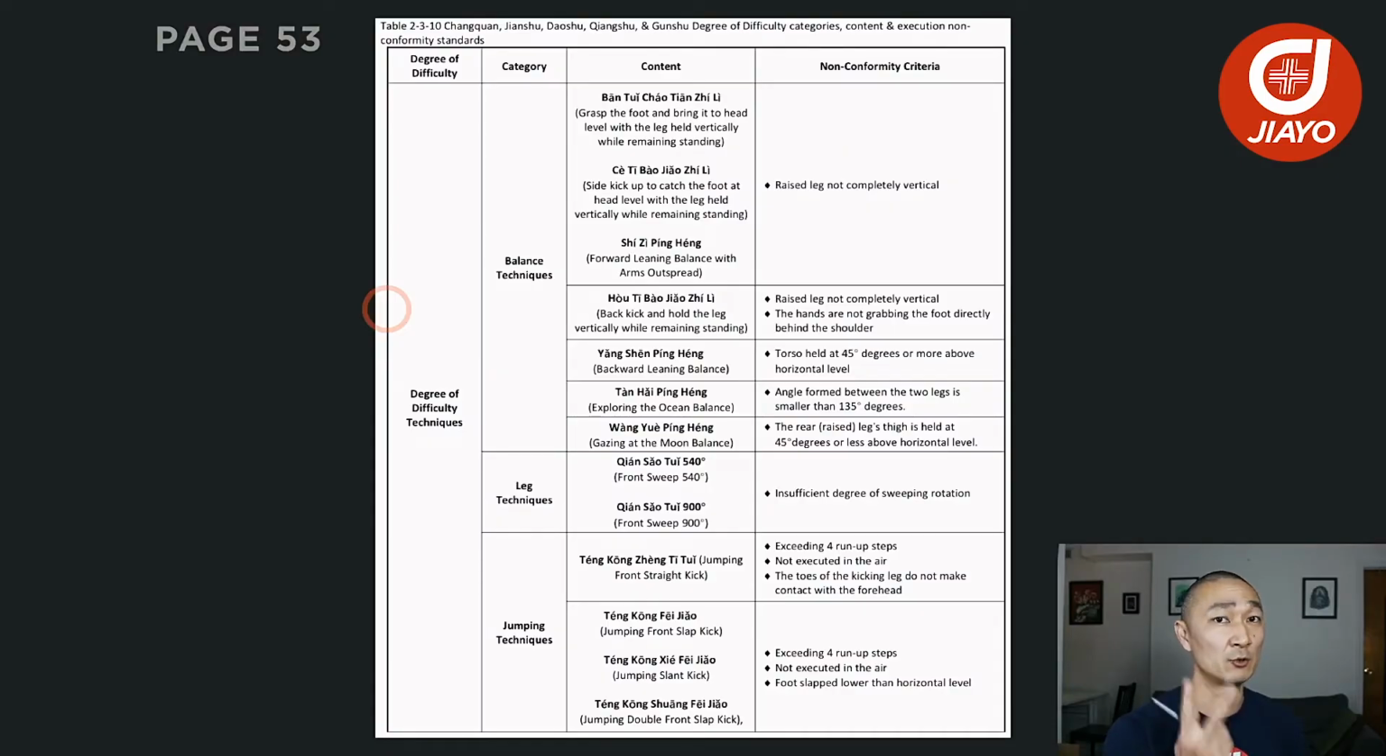You would look in two places. First, you would find the Tenkong Feijiao on the list for degree of difficulty nonconformity standards. In the right column, we see that there are 3 nonconformity criteria. That means if any one of these 3 things happens during the execution of the Tenkong Feijiao, no points will be awarded. If there are more than 4 steps running into the jump kick, if the kick is not completed in the air, and if the foot is slapped lower than horizontal level, no points will be awarded.